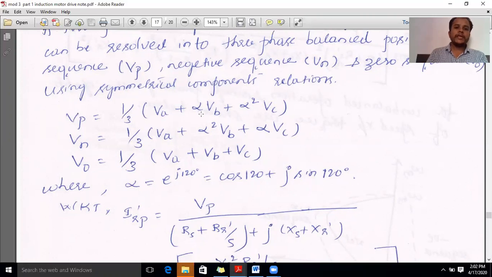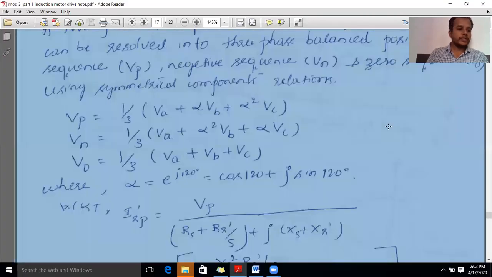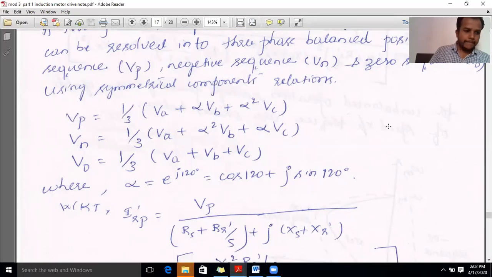So the values obtained are here. These are the values obtained: Vp, Vn, and V0. Since we assume that our system is a linear system, we are applying the superposition theorem. So here, apply positive, negative, and zero sequence components on the induction motor.